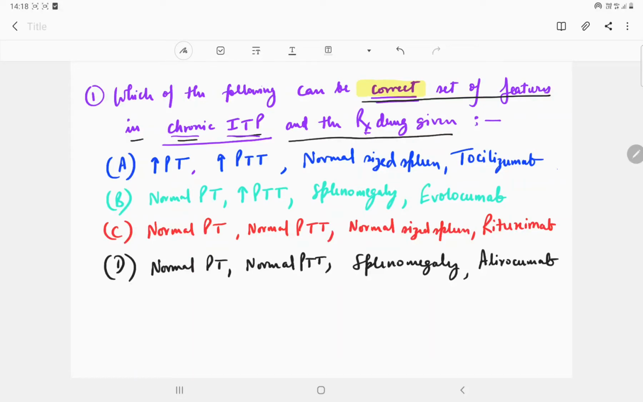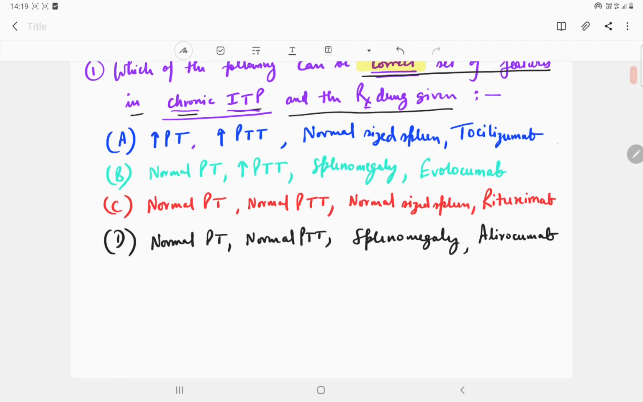Everyone. This is Rahul Joshi, a second year MBBS student from GMC Haldwani, and today we are going to discuss an MCQ based on immunothrombocytopenia, a chronic ITP. The question says: which of the following can be a correct set of features in chronic ITP and the treatment drug given?